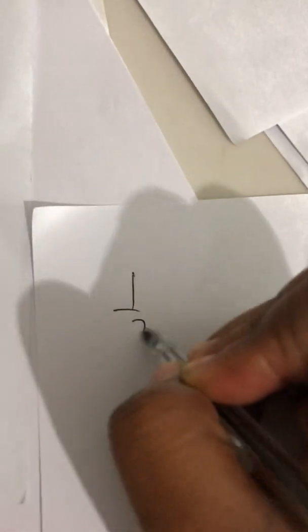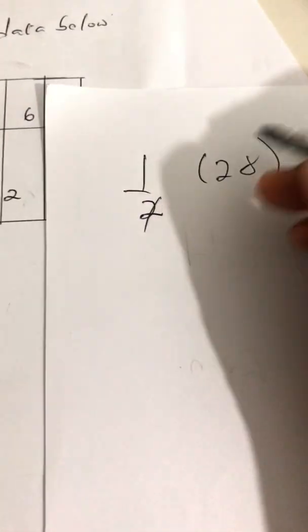So I come here. 28 is what? An even number. So I have half of 28. So half of 28 is what? Is 14. So I'm going to have my 14th observation. What number comes after 14? Is 15. So the 14th and 15th observation.